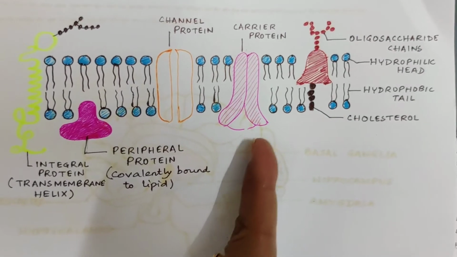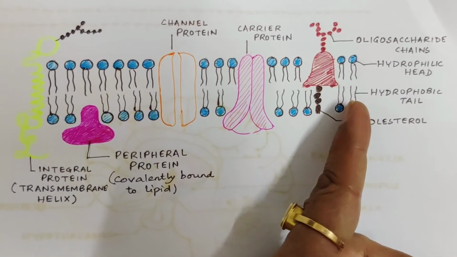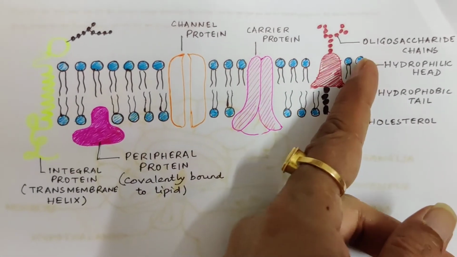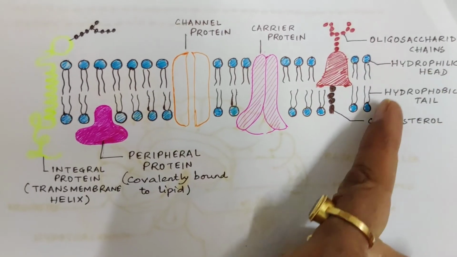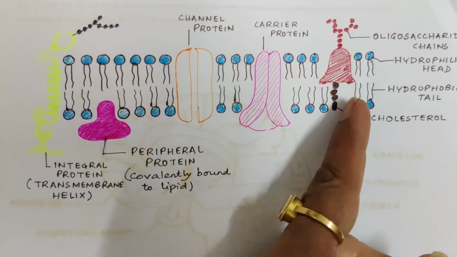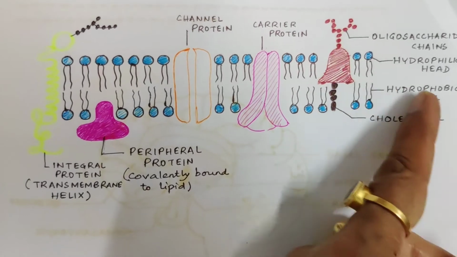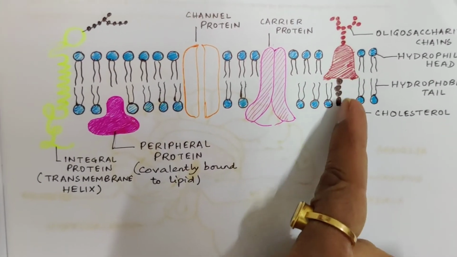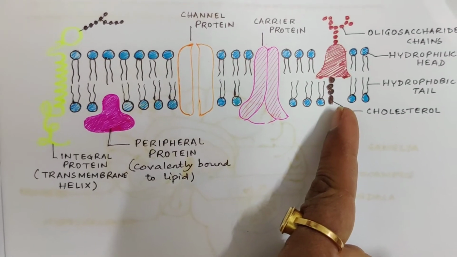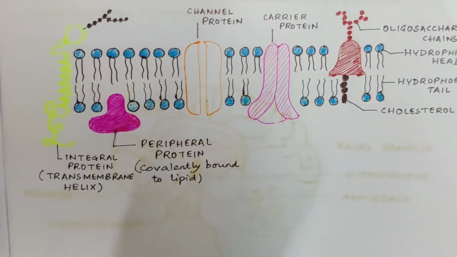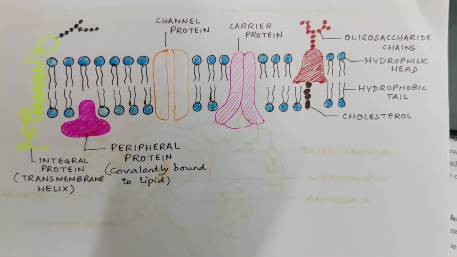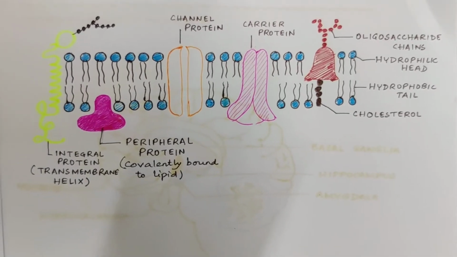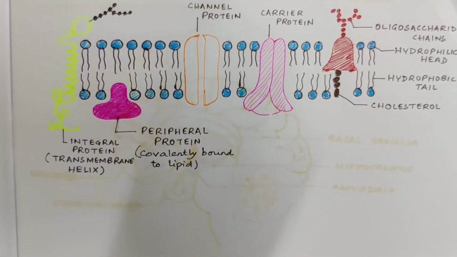Now this is phospholipid bilayer. The top one, the blue one, is hydrophilic head, and these two are hydrophobic tail. Now this part is cholesterol, this part attached to this protein. So this kind of drawing will be entertained in the exam.